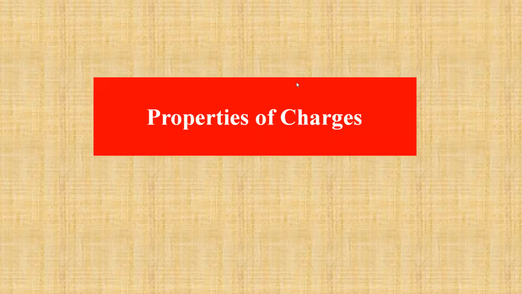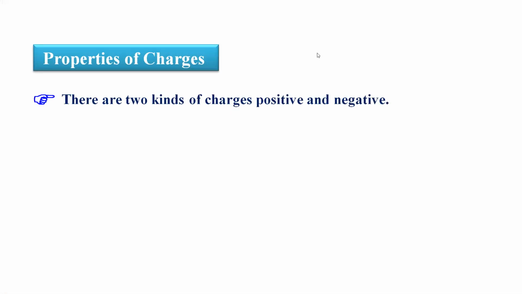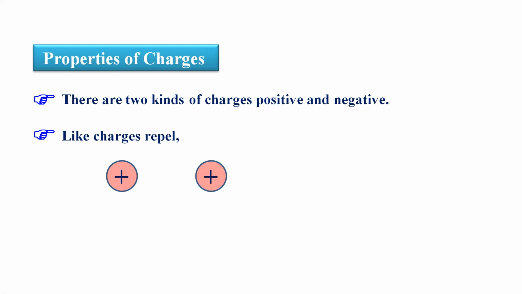So we have the properties of charges. The first property of charge: there are basically two kinds of charges, which we have already studied. One is positive and the other one is negative. We have also studied that like charges repel and unlike charges attract. So you can see that I have a positive charge and a positive charge. The meaning of repel is that they are going away from one another. You can see how they're moving away from each other.